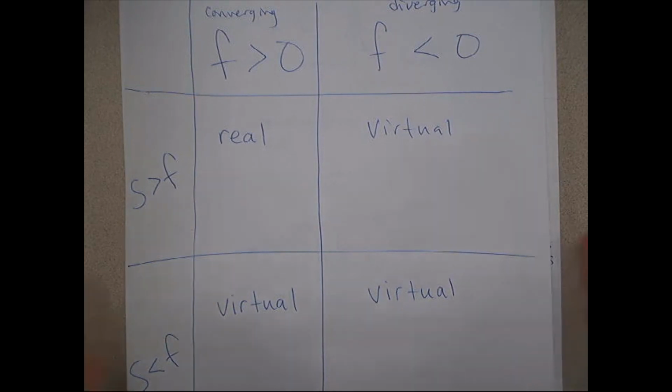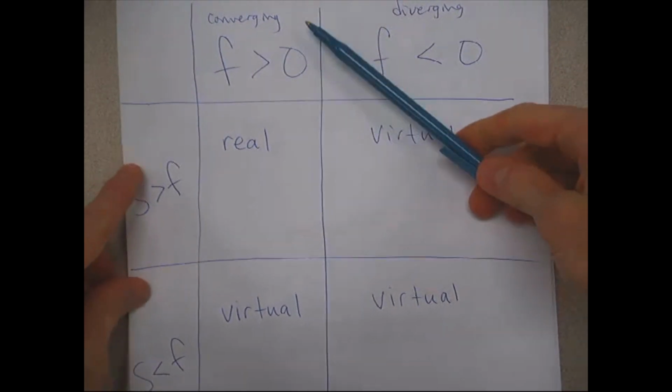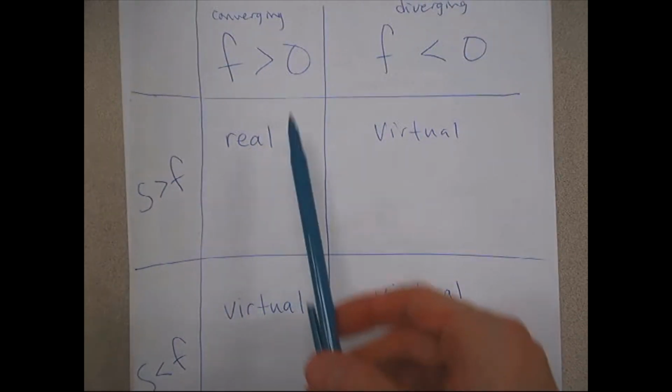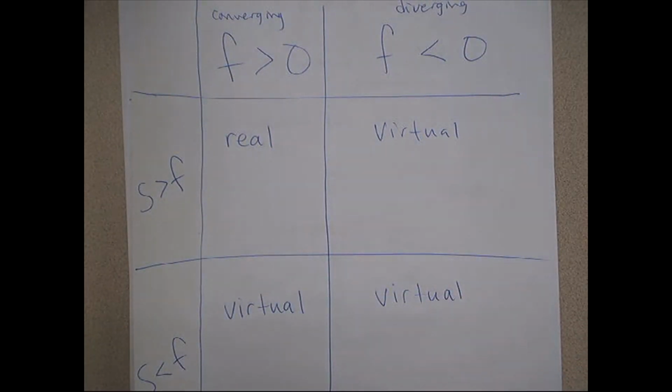The only way to obtain a real image is with a converging lens where the object is farther out than the focal length. So we can take these three principal rays, in the final video of this series, and derive the thin lens equation, which we will apply in class.